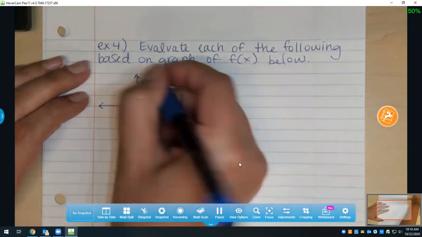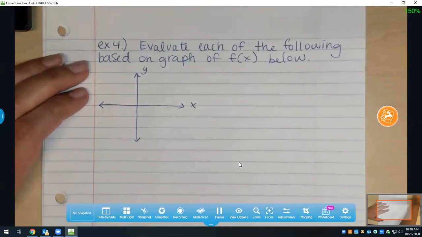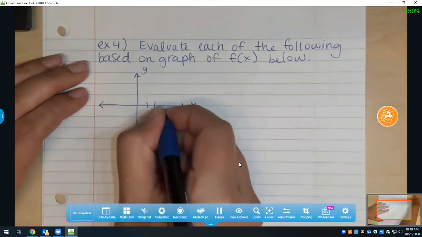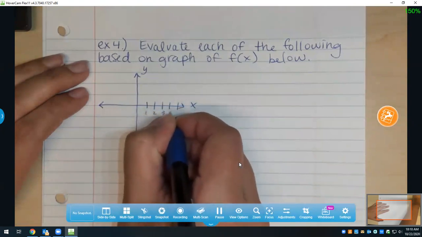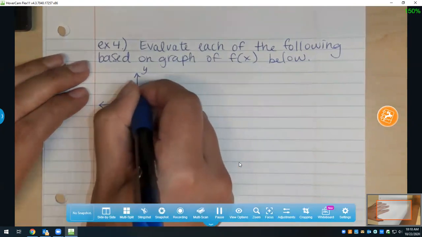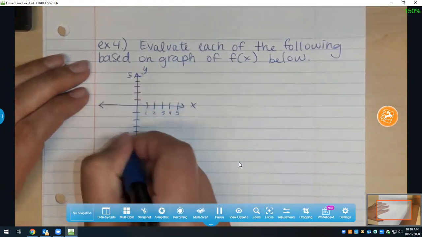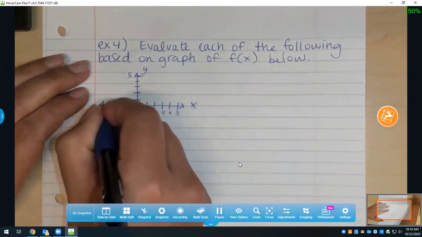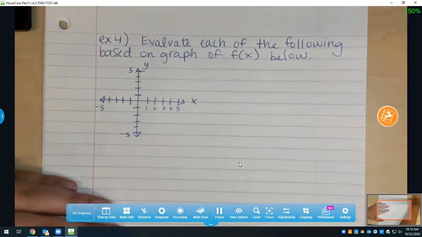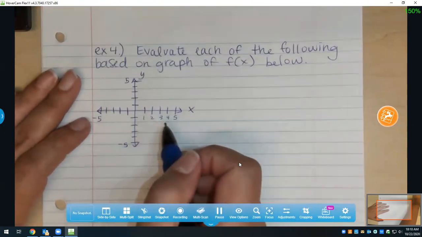All right, so draw your XY plane. I think the easiest way to do this, so let's draw our little tick marks out to 5 in each direction: 1, 2, 3, 4, 5. I think the easiest way to do this is to just plot points, guys, and then we're going to connect them because they're line segments for our graph.